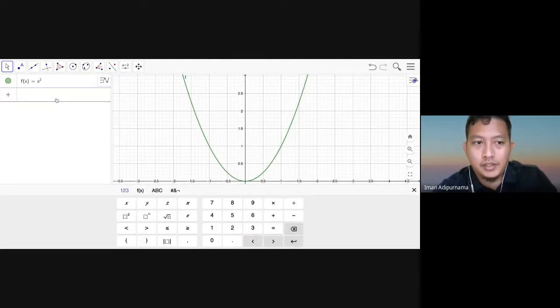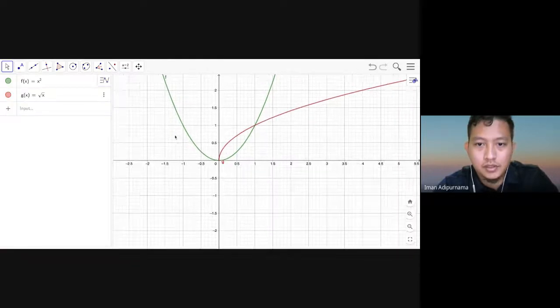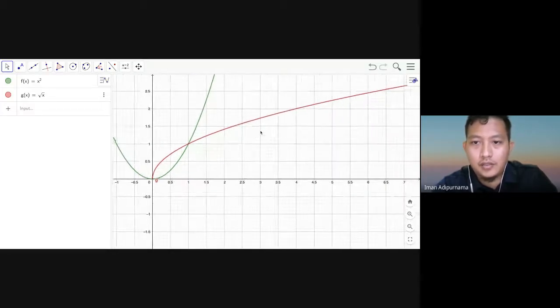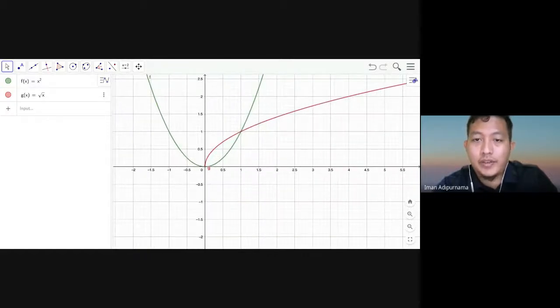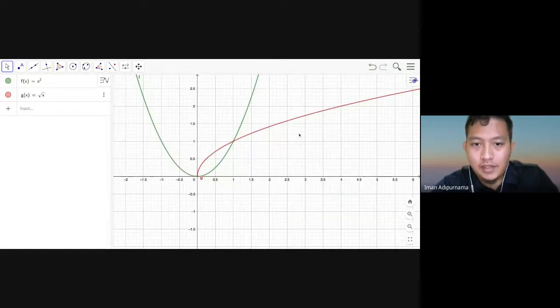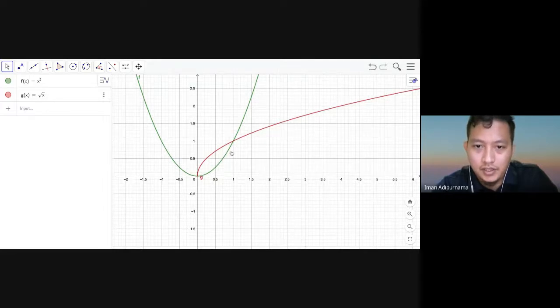Let's put another function, let's say the inverse of the x squared. Now we are going to see the red line here, which is the square root of x. Now, if you rotate the red line to the left, it will exactly make the left part of the x squared.